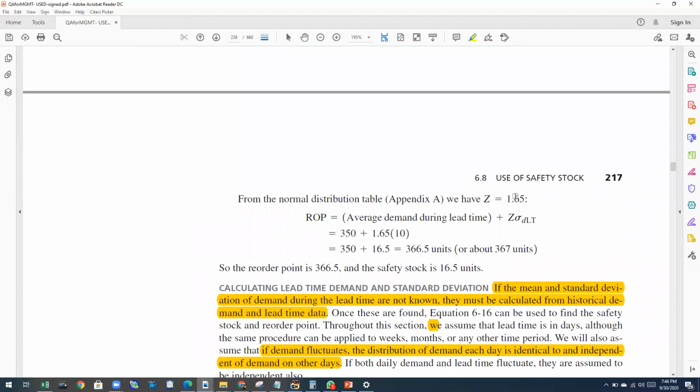Now let's go back to the formula. Z is 1.65, our average demand during lead time is 350, and our standard deviation during lead time is 10. That gives us a safety stock of 16.5. So the reorder point is the average demand during lead time plus safety stock, which is 367. That consists of average demand during lead time and the safety stock. Okay.